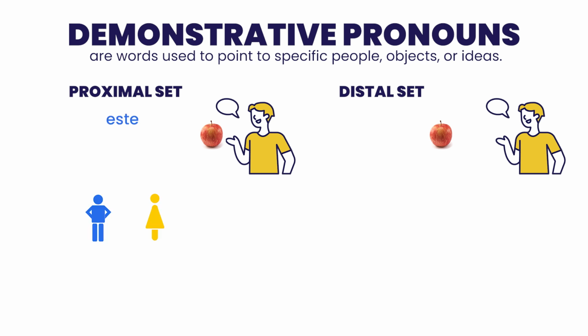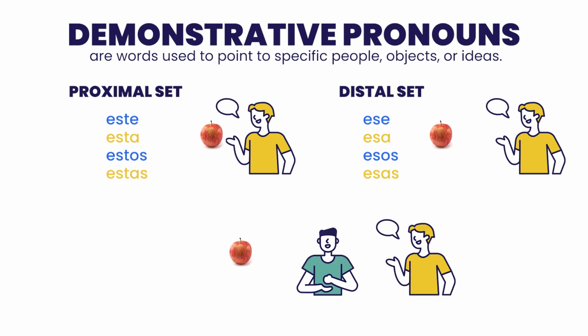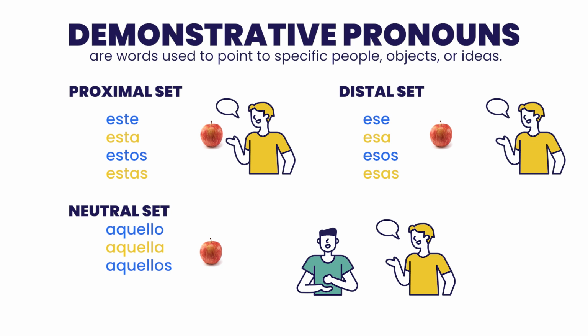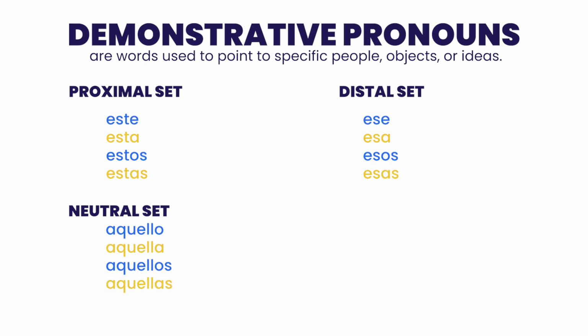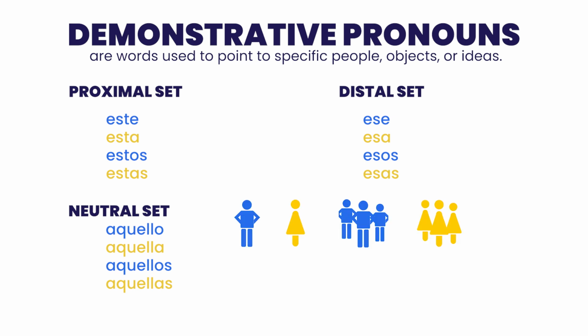Here are the Spanish demonstrative pronouns. Proximal set: este, esta, estos, estas. Distal set: ese, esa, esos, esas. In addition, there is a third set of Spanish demonstrative pronouns that refer to something far away from both the speaker and the listener. This set is called the neutral set and includes the following pronouns: aquello, aquella, aquellos, aquellas. It is important to note that Spanish demonstrative pronouns need to agree in gender and number with the noun they refer to.